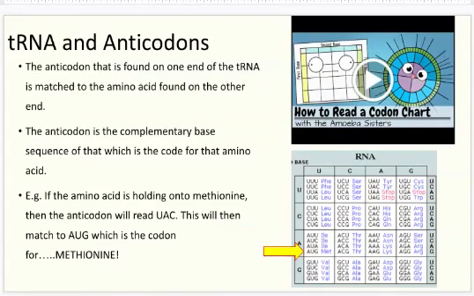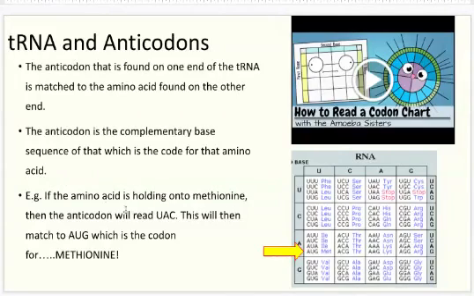Let's look a little closer at those awesome shaped molecules, tRNA, transfer RNA, and how those anticodons are associated with that molecule. So the anticodon is found on one end of the tRNA and is matched to the amino acid found on the other end. And we've actually developed a great way to know or predict what that amino acid is going to be if we know the anticodon, which will give us an idea of what the codon is on the mRNA strand. I know that sounds a bit convoluted, but we'll jump in. So the anticodon is the complementary base sequence of that which is the code for that amino acid.